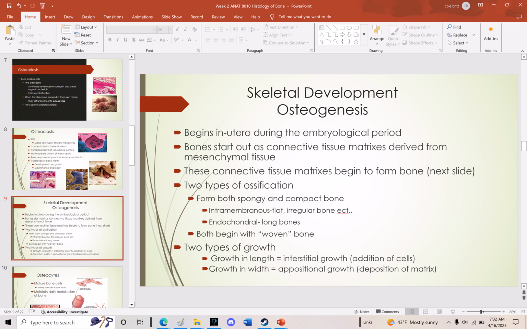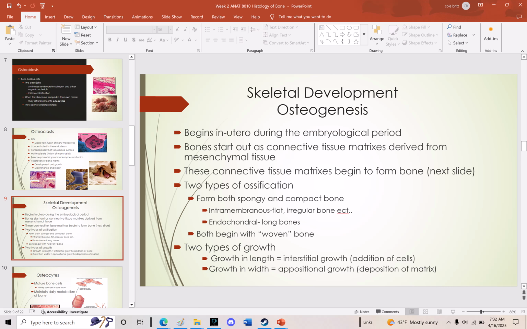Now there's two types of growth. There's growth in length, which we call interstitial growth, and then there's growth in width, and that's the appositional growth. The way I remember the appositional growth is I think of a big fat apple. And so that reminds me that it's growing in diameter. So it's getting thicker or getting bigger.